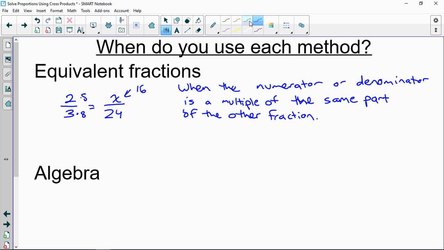So I could use that if I had a fraction 2 over x equals 16 over 5? No, not really. But 2 over x equals 12 over 36, because 2 times 6 is 12, so what times 6 is 36? X has to be 6. The numerators were multiples. One of them was a multiple of the other.